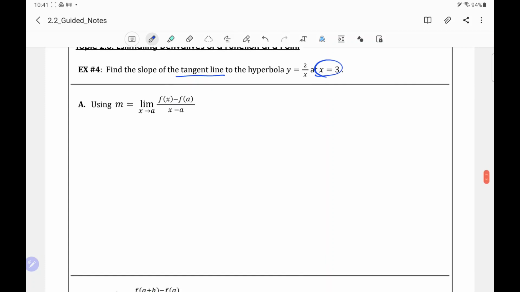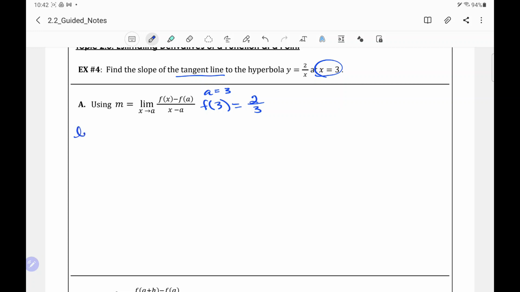Now looking here in question A, they're telling me which formula. They say using m equals the limit as x goes to a of f of x minus f of a divided by x minus a. So the first thing I need to know is, what is f of a? Well, a is 3. What is f of 3? It's 2 over x is the function, so that's going to be pretty easy. F of 3 is 2 over 3. So now we can come down here to use our formula.